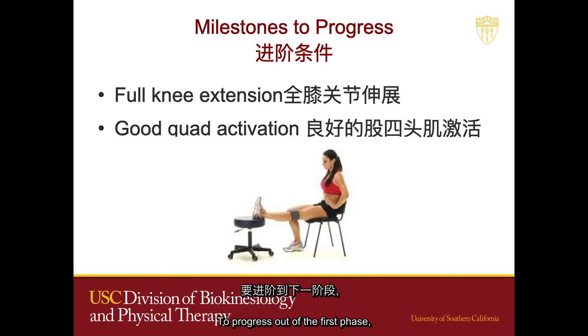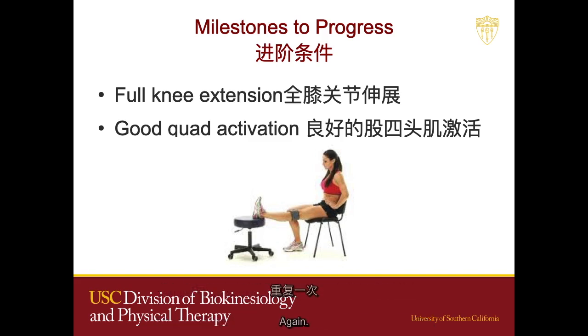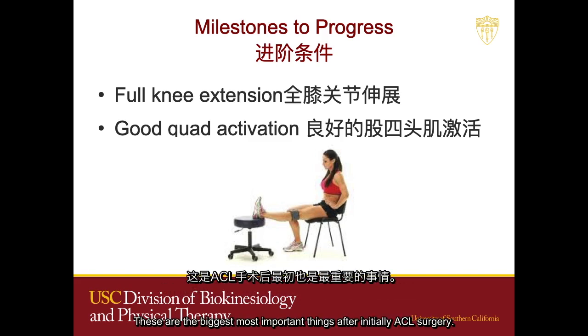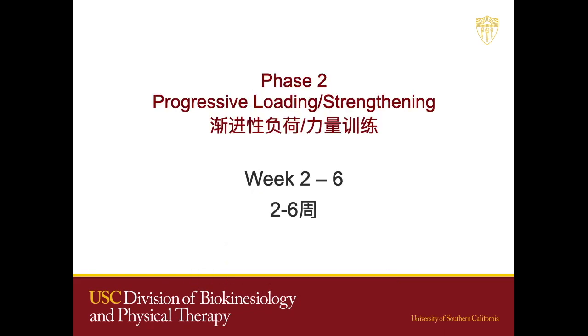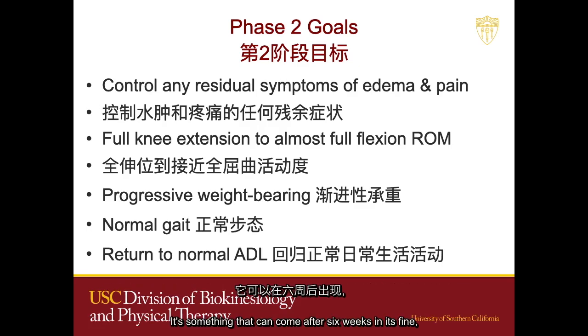To progress out of the first phase, they should have full knee extension and good quad activation. Again, these are the biggest, most important things initially after ACL surgery. Phase 2 goes from week 2 to 6, so these 4 weeks, and during this period, again, we want full knee extension and pretty close to full knee flexion range of motion. Again, it's something that can come after 6 weeks and it's fine, so you don't have to push flexion.